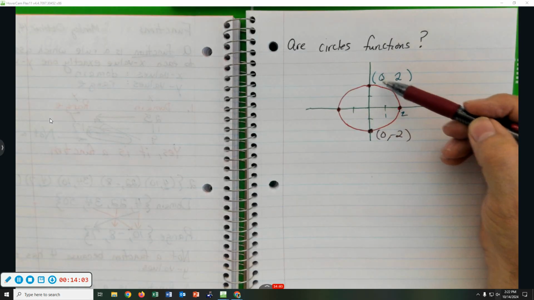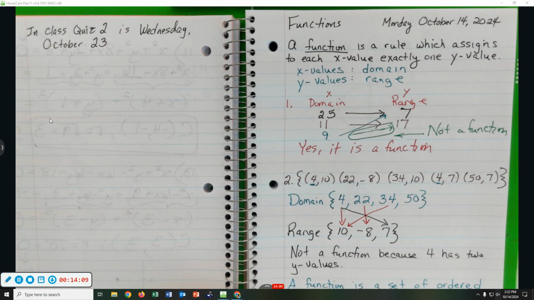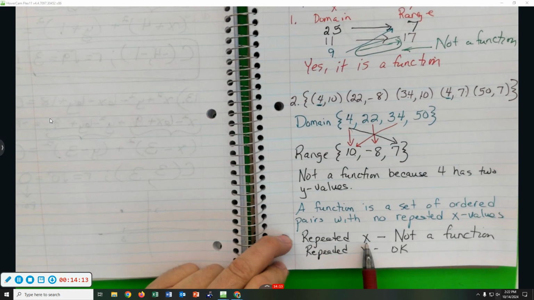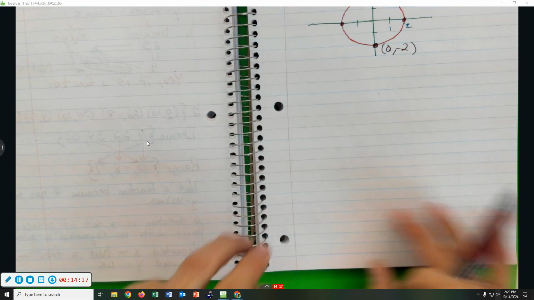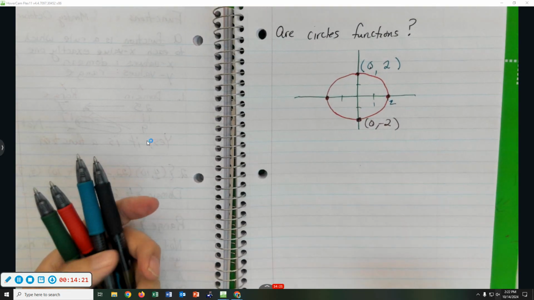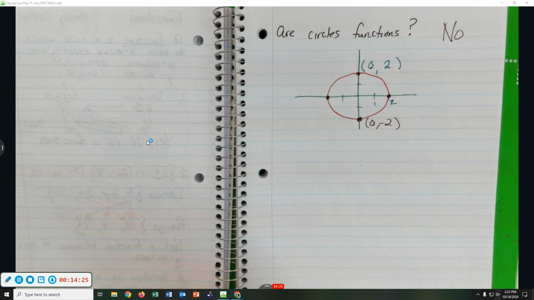Here are 2 ordered pairs with the same x value. Repeated x, not a function. So, how will I answer my question? Are circles functions? No. And what you've just developed is something called the vertical line test.